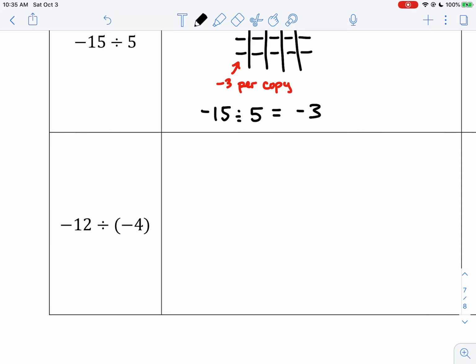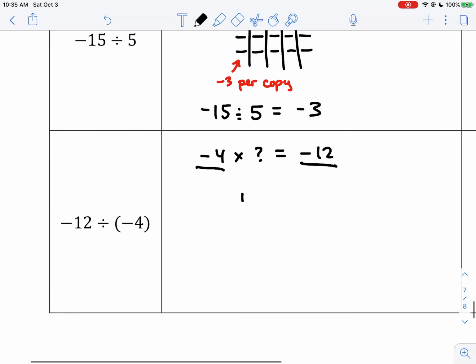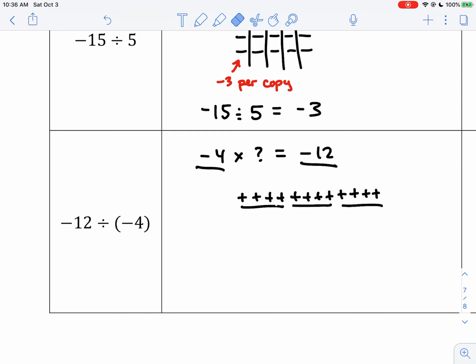And let's do this last one here, negative 12 divided by negative 4. So we're saying negative 4 times what will give me negative 12. So if I want to remove 4 copies and produce negative 12, I need to remove positives. So I'm going to start with 0. Remember, we're doing a removal, so I have to start with 0. I'm not combining copies of things. I need 3 more. There we go.